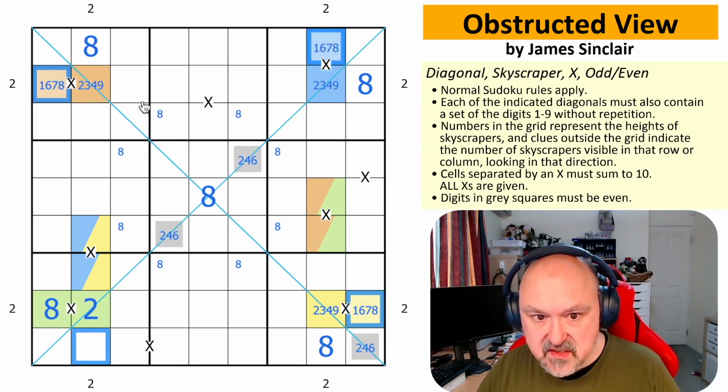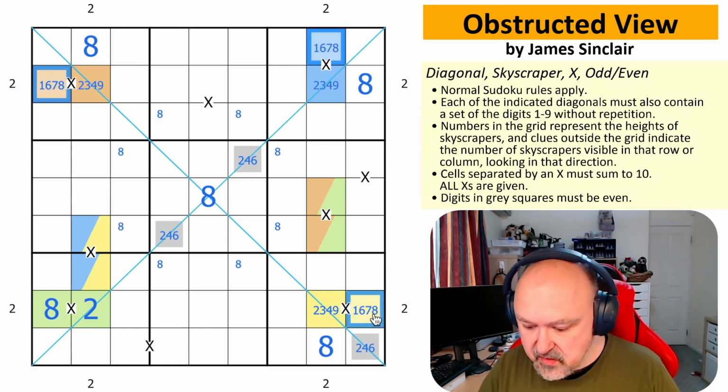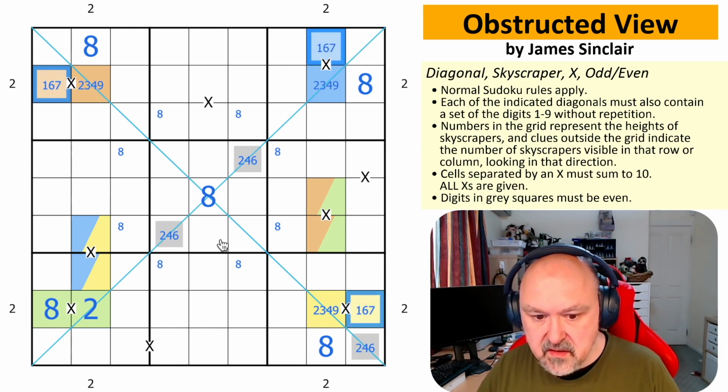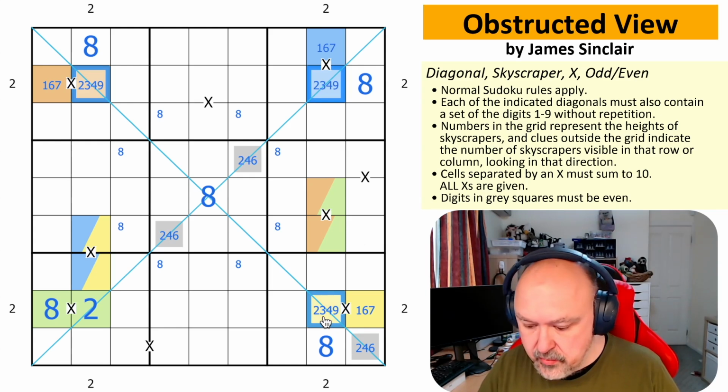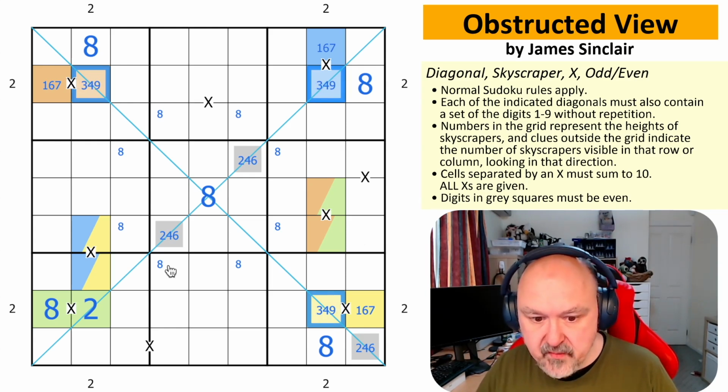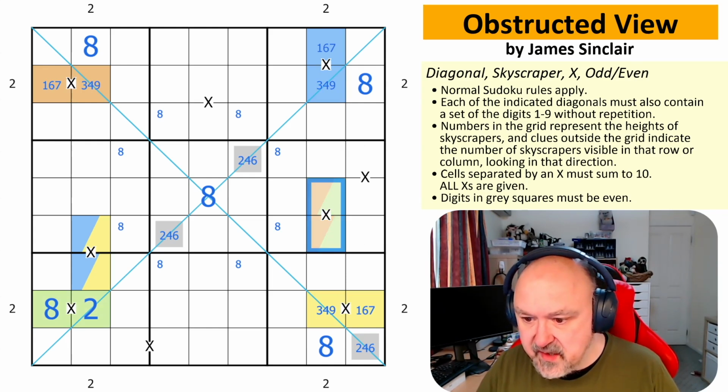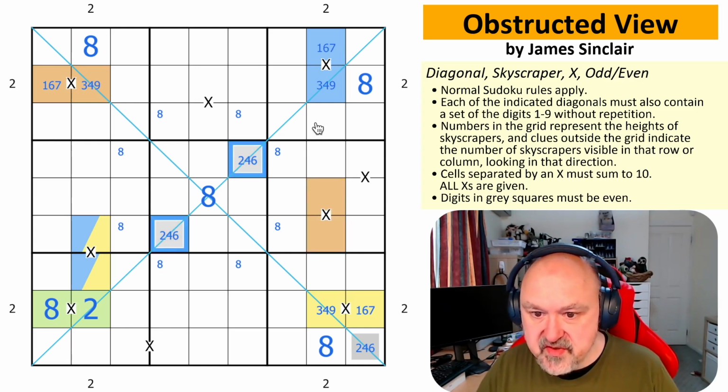Those are not 8, which means these ones are not 8. These are not 2. Green is 8, 2, which means this isn't green anymore because it's seen 8. 2 is not on this diagonal anymore. This is a 4-6 pair.